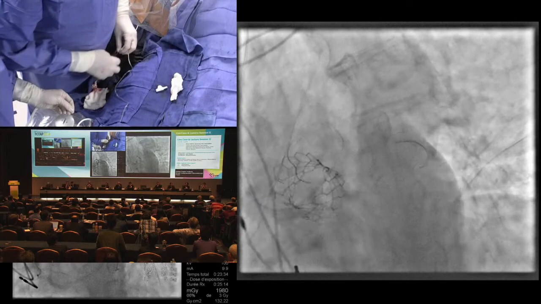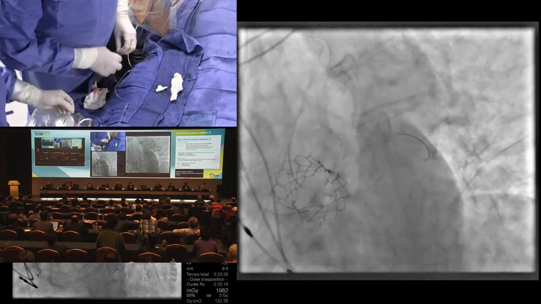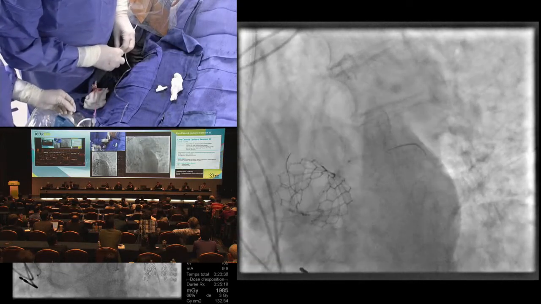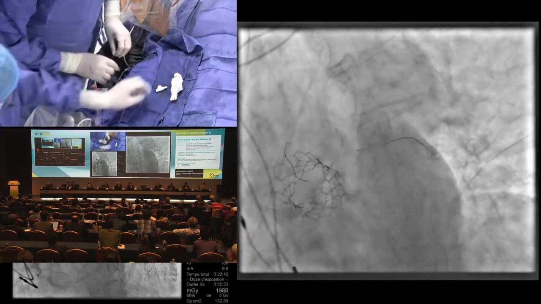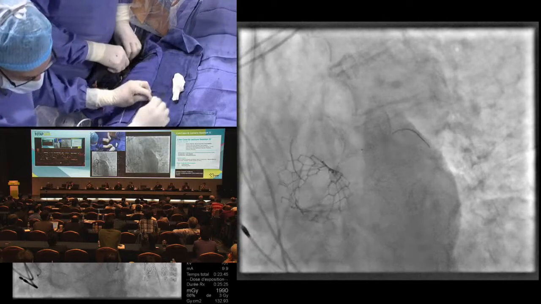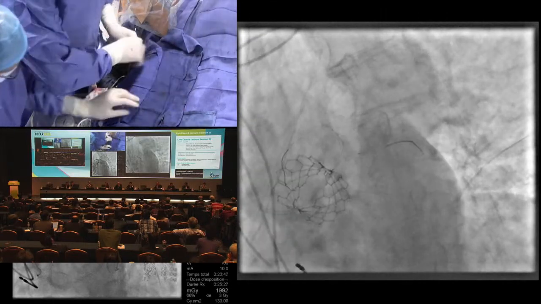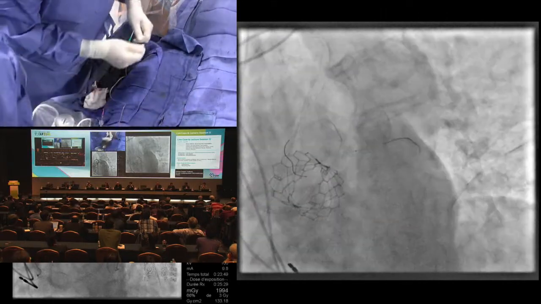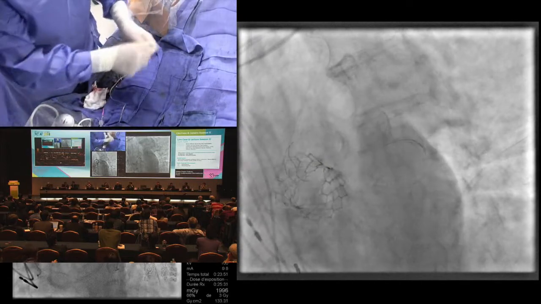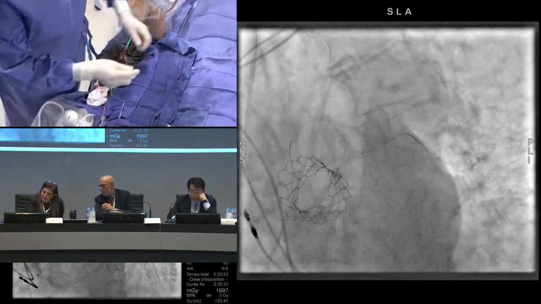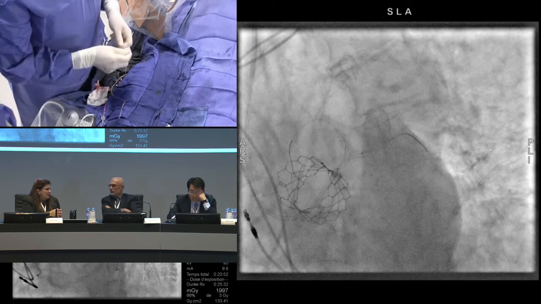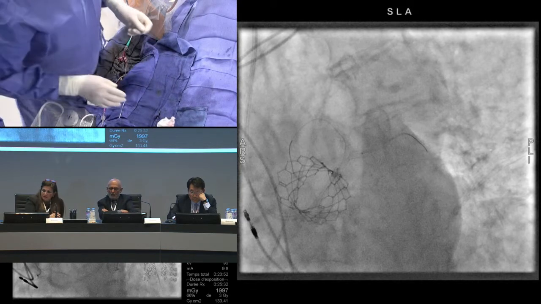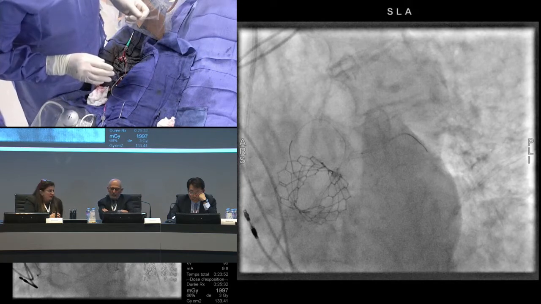Raise the 4. Take the one we had, please, Pierre. Okay, we have crossed. Good. That's good. Now the second balloon on the LED wire. Give me a 3.5. So it's a 3.0 in the side branch, a 4.0 in the main. We can take a 3.5, no problem. And this is just to optimize that opening into the circ stent strut.